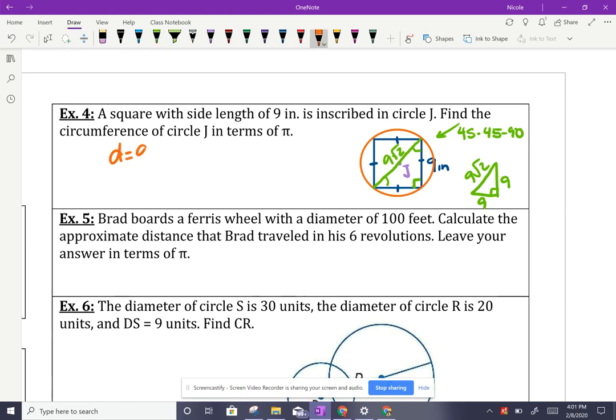So if diameter is 9 root 2, I can find the circumference by saying d times pi. I'm leaving this in terms of pi. So my circumference is 9 root 2 pi, and my units are inches. So we're still using all of those special right triangle rules that we learned previously.